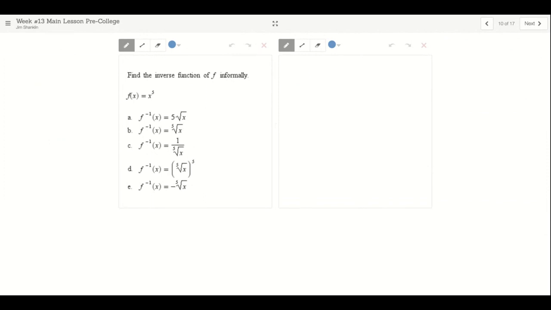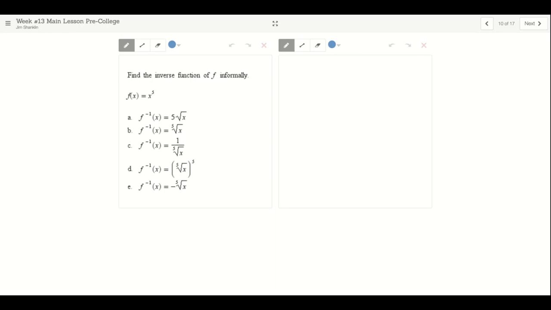All right, I'm going to let you guys do this problem. I've got f of x equals x to the 5th. What is the inverse function? I'm going to go into Desmos and make sure you check and see if you got this. And some of these, there's just not a lot of work to do on them.